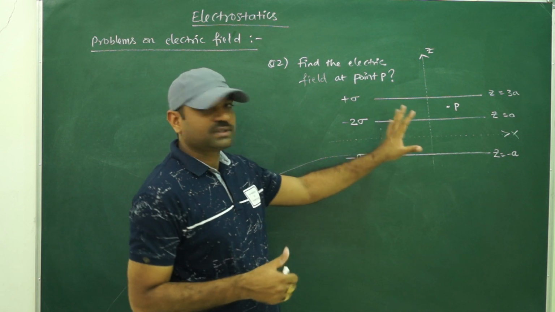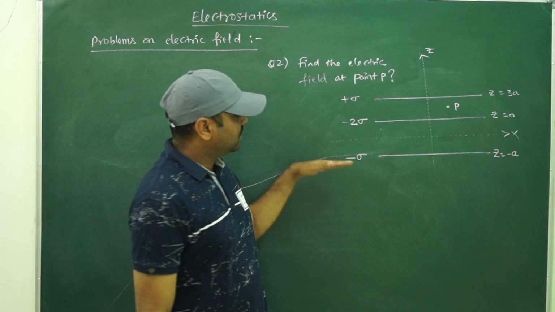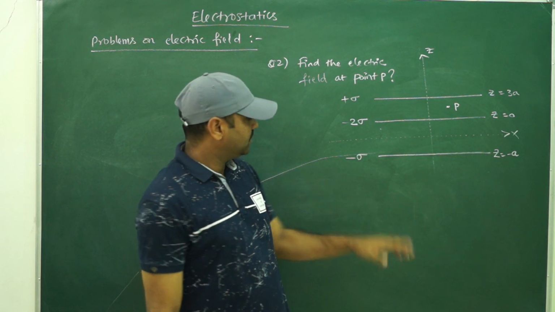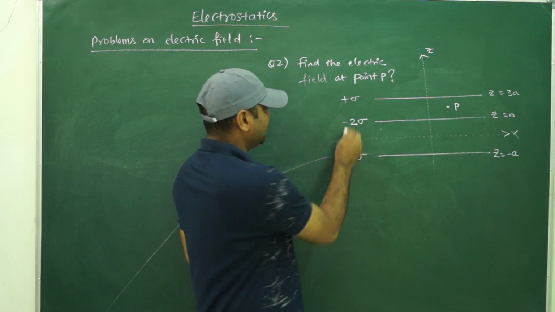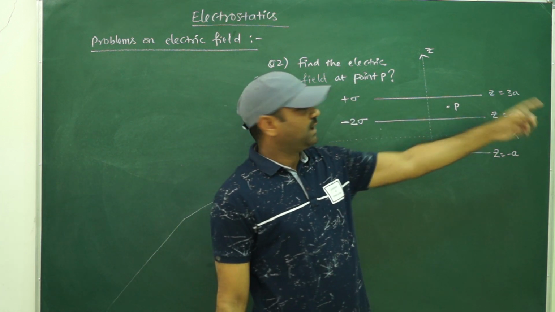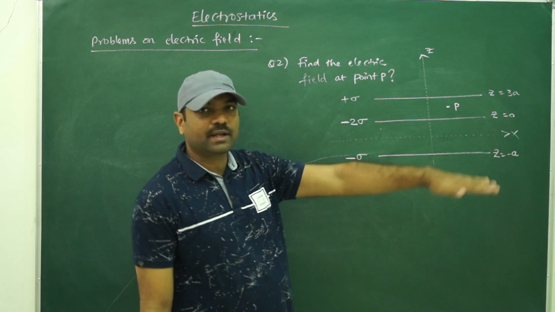This is the question given in JEE Advanced. I don't remember the year; you can check if you want. At Z equal to minus A, there is an infinitely large sheet carrying charge minus sigma. At Z equal to 0, there is a sheet with minus 2 sigma; both are negative charge. At Z equal to 3A, we have a positive charge sheet. The sheets are kept like this.